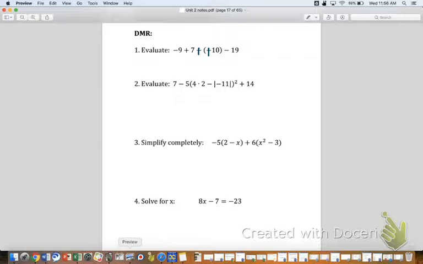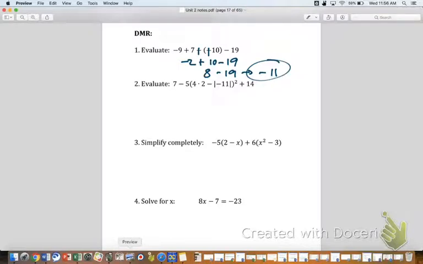What is negative 9 plus 7? Negative 2. And then negative 2 plus 10 is? 12. Negative 2 plus 10 is not 12. It's 8. And 8 plus negative 19 is? Negative 11. You guys okay with negative 11 there? Any questions?